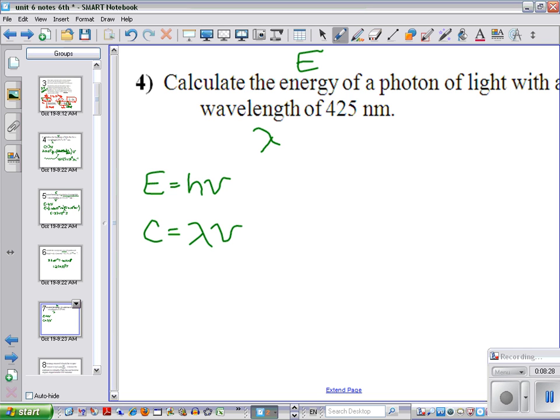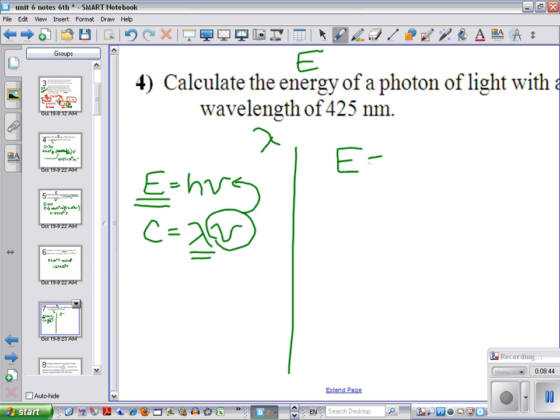Speed of light equals wavelength times frequency. Plug in the wavelength and solve for the frequency. Then take that frequency and use the other formula to solve for energy. So you can use two separate formulas to do this. Or you can use the combined formula: energy equals Planck's constant times the speed of light divided by the wavelength.